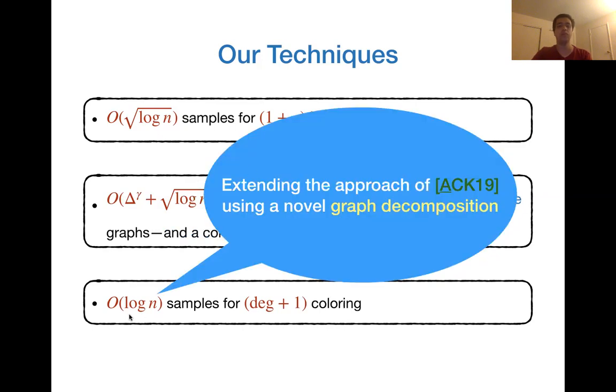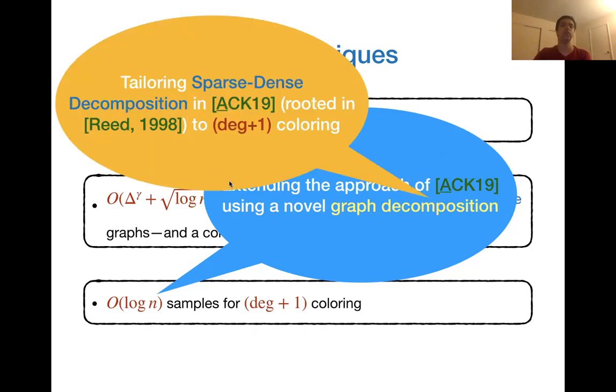And finally, for the degree plus 1 coloring problem, you notice that this is basically a generalization of delta plus 1 coloring, and we are going to use a very similar approach as the ACK paper. The main difference is the type of graph decomposition used in this proof. In ACK, we use the decomposition, roughly a sparse-dense decomposition, which is based on some very classical results in graph theory. But those results are really tailored to delta plus 1 coloring. And in this work, we extend them to this degree plus 1 coloring. And maybe this decomposition can be useful elsewhere as well.